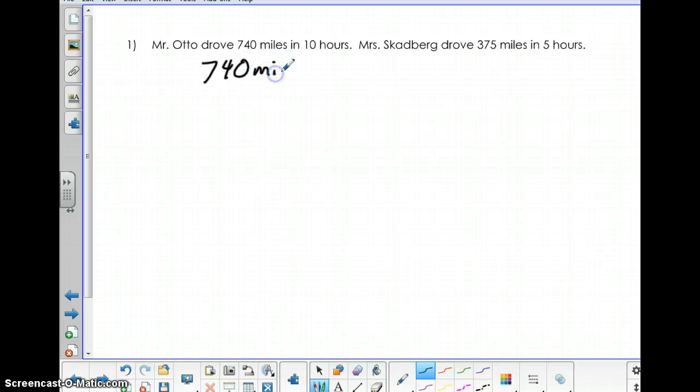All right, so we have 740, we'll write MI for miles, in 10 hours. This is a rate because it has two different units. We have miles, and we have hours. So it has a distance and it has a time. All right, remember it has how many quantities? 2. It has to have 2 quantities. Okay, the second rate is how far?